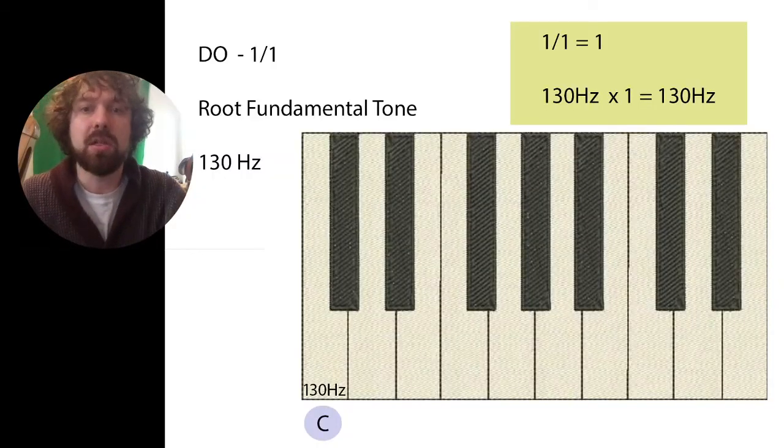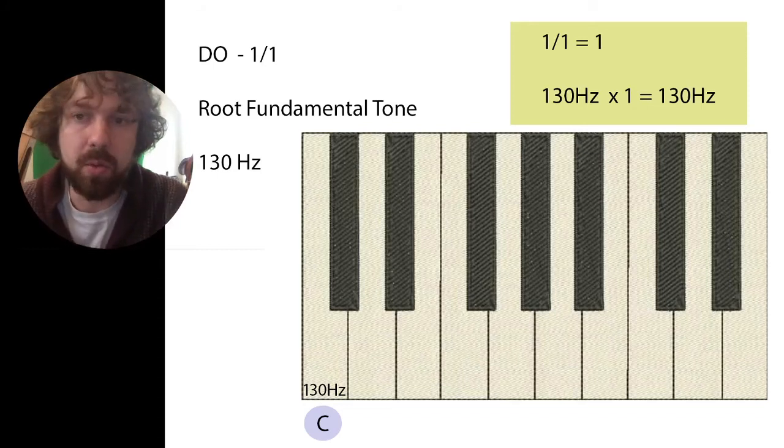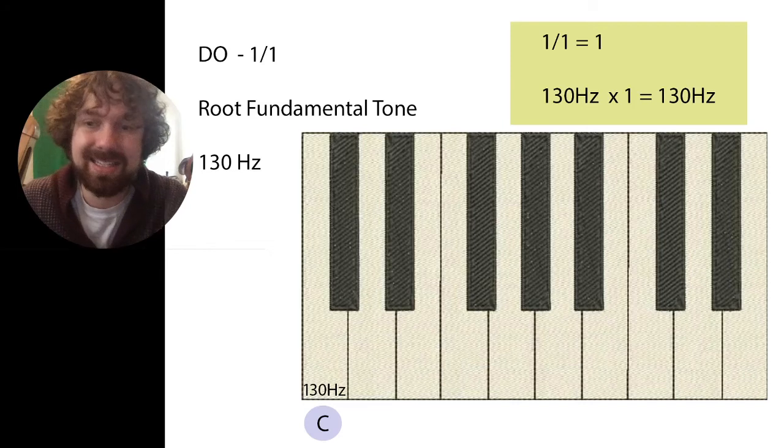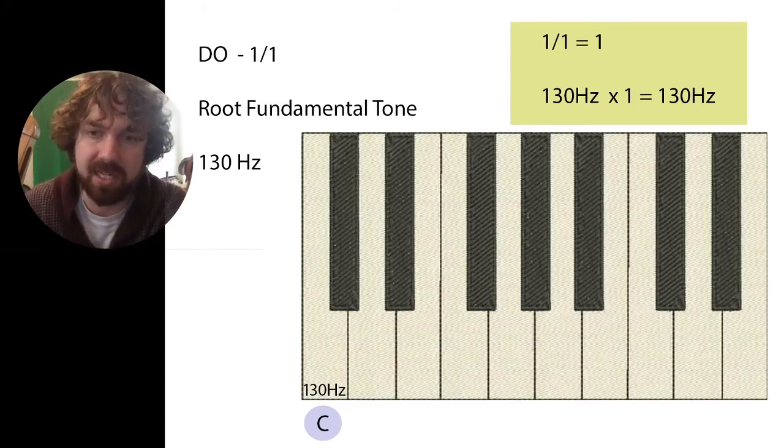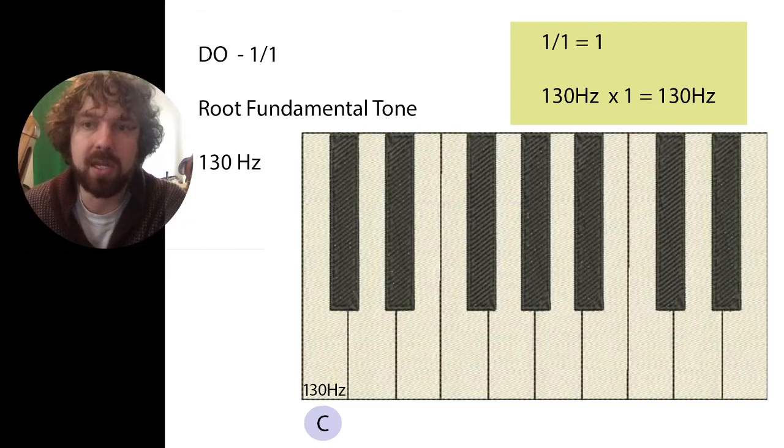Okay, so do, our 1-to-1 ratio, is the fundamental tone, and it is C. If you have a piano keyboard, you can try this out. We'll demonstrate this on the piano in just a second, but for right now, I just want you to understand. Our fundamental tone is 130, and because it's 1-to-1, we multiply it by 1. So that's how we get our fundamental tone.